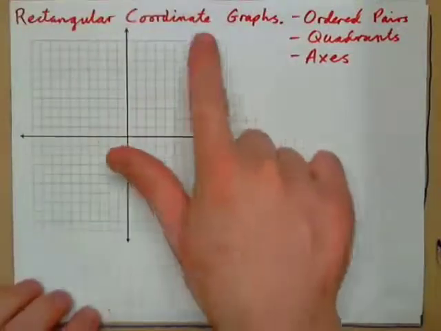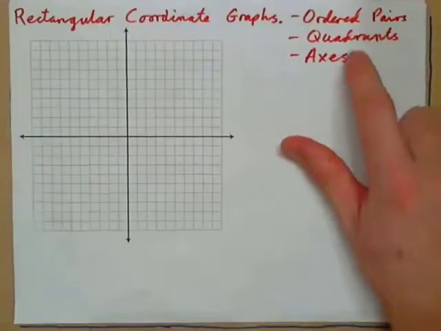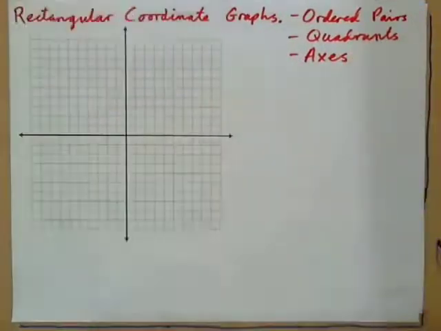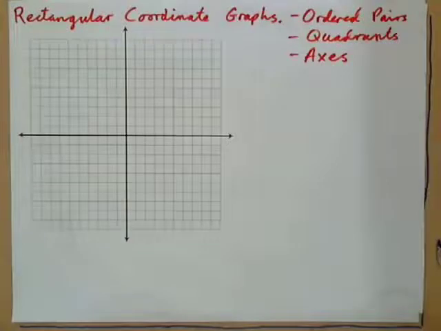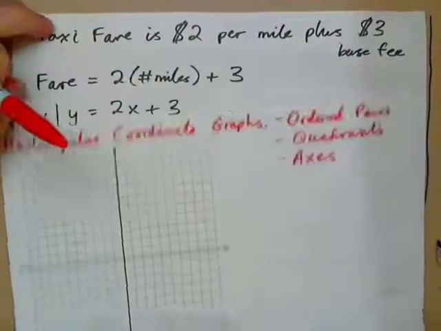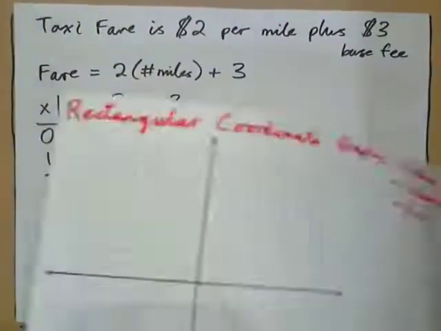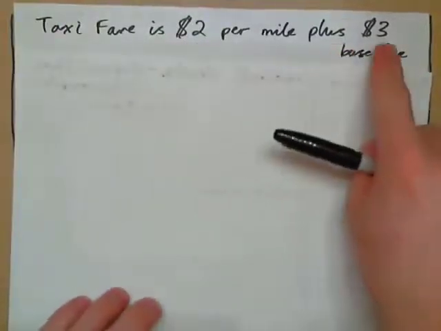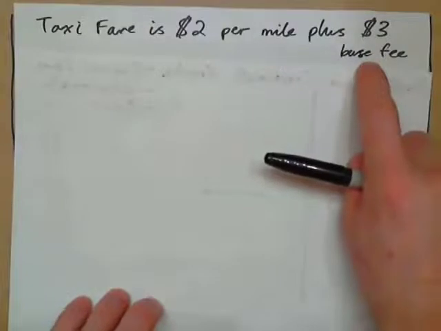Okay, let's study rectangular coordinate graphs, ordered pairs, quadrants, and axes. First of all, let's get a motivation for having to use graphs in the first place, and where they use it all. Well, let's take this example. If you consider a taxi fare, which is $2 per mile plus a $3 base fee, right?